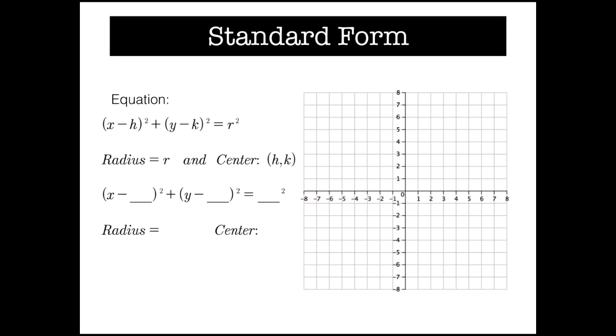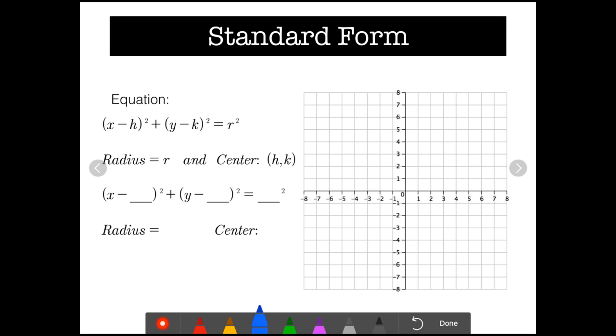So first, the standard form. The standard form of a circle is this guy right there: (x minus h) squared plus (y minus k) squared equals r squared. And in this formula, the h and k are the center of the circle and the r is the radius of the circle.